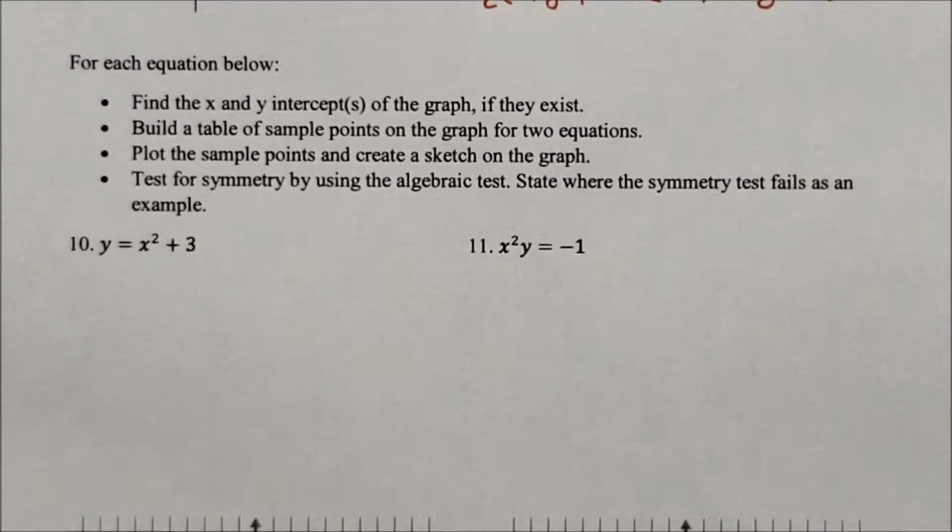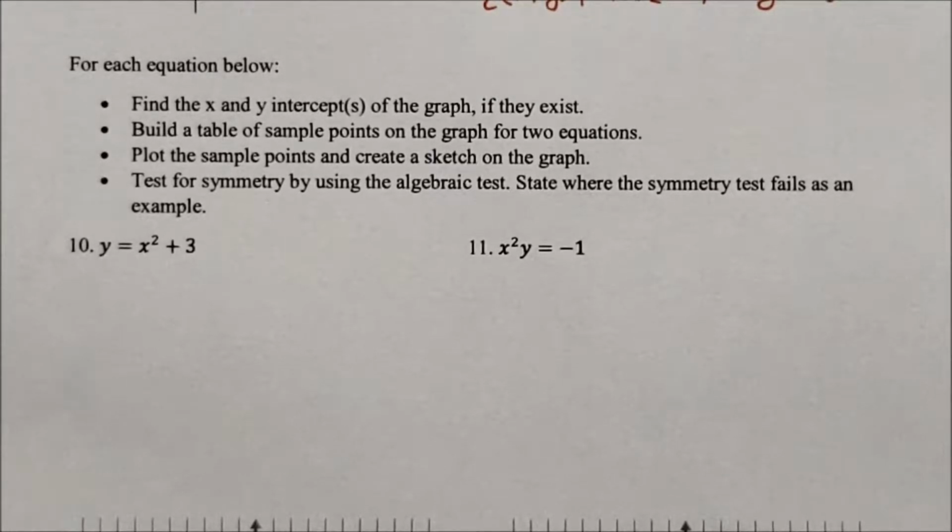All right, now we're going to graph a few equations, find the axial intercepts, create a table of sample points, plot those points and sketch the graph, and then do a test for symmetry. We'll be using the odd and even algebraic tests.